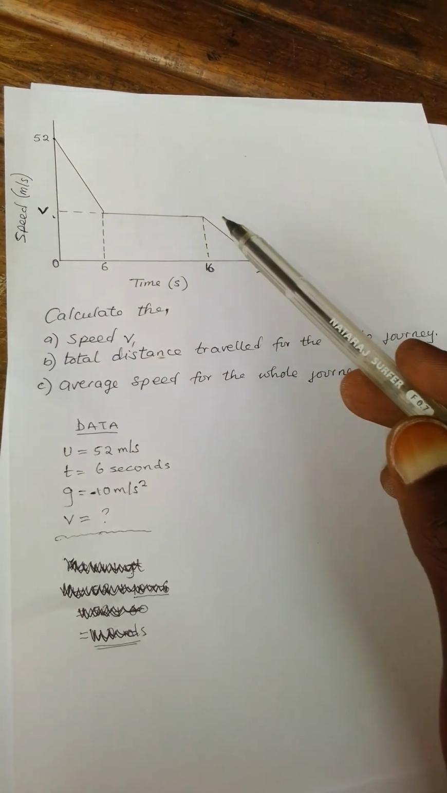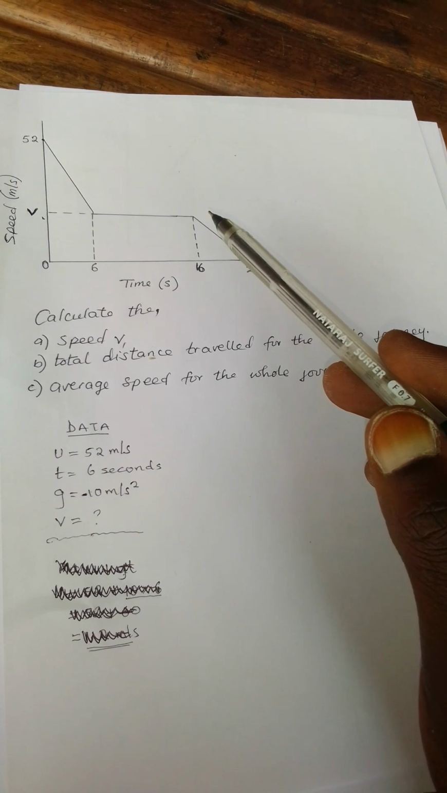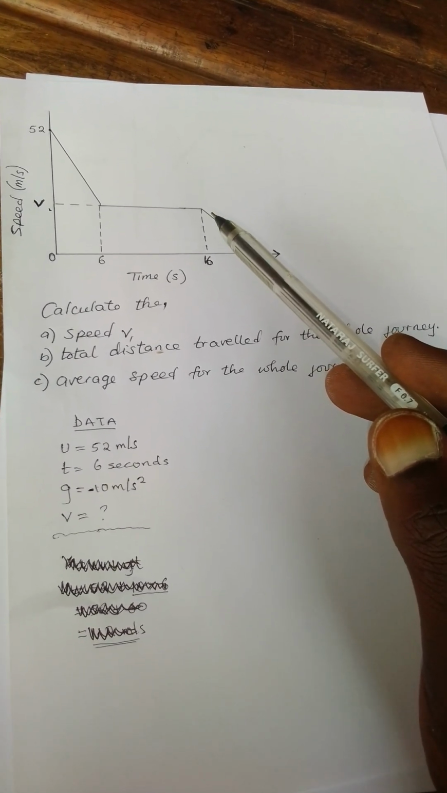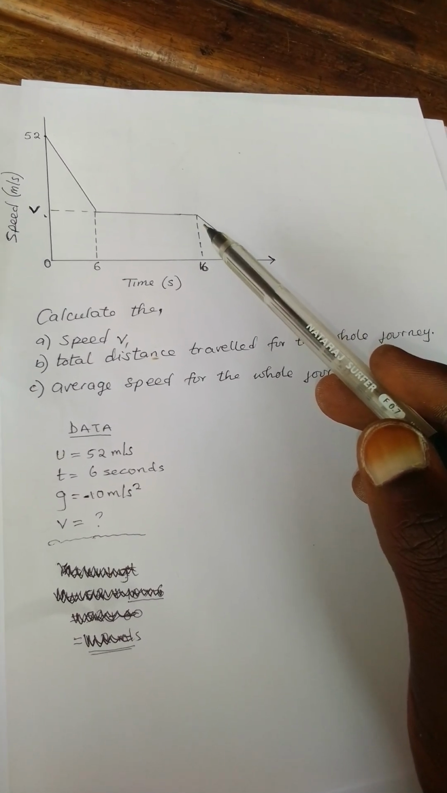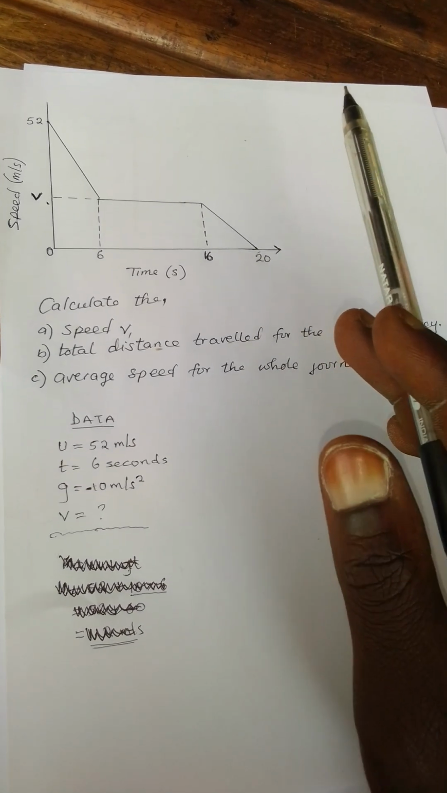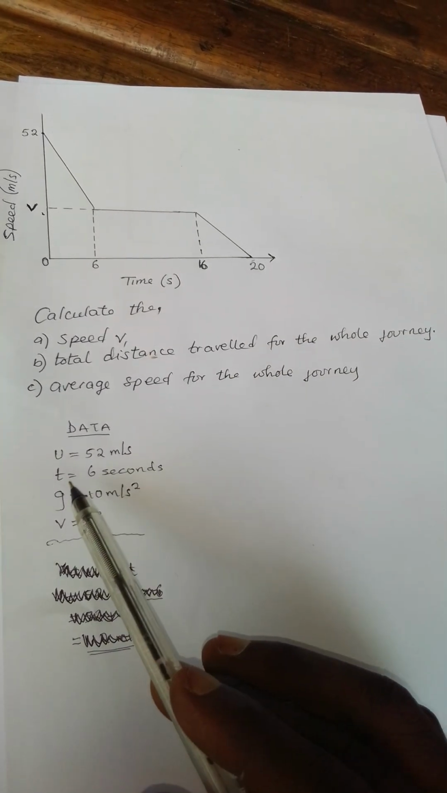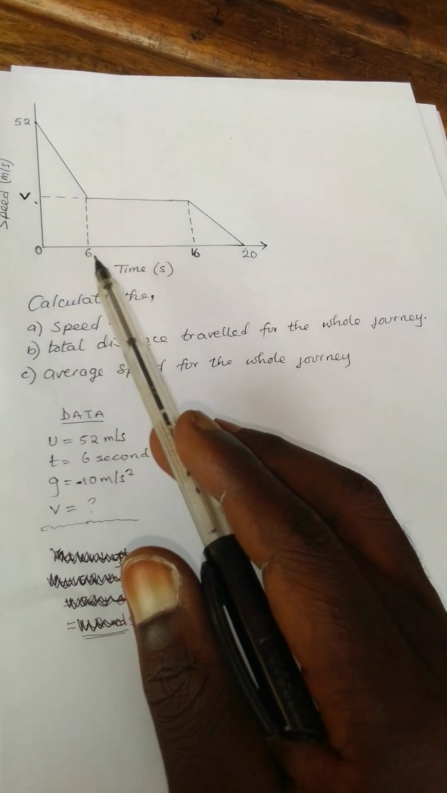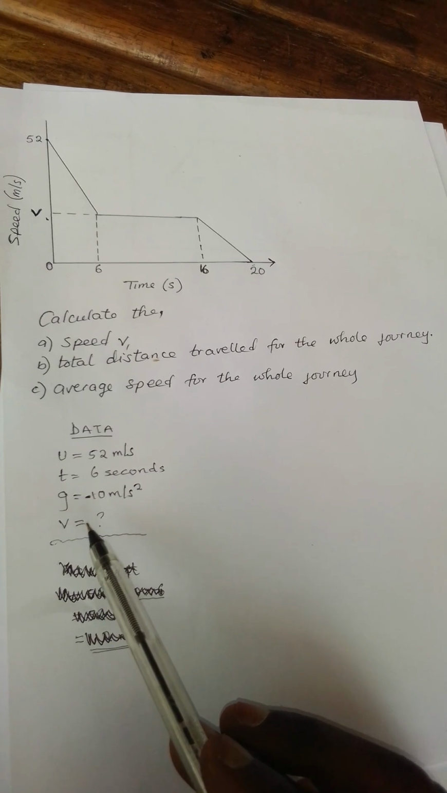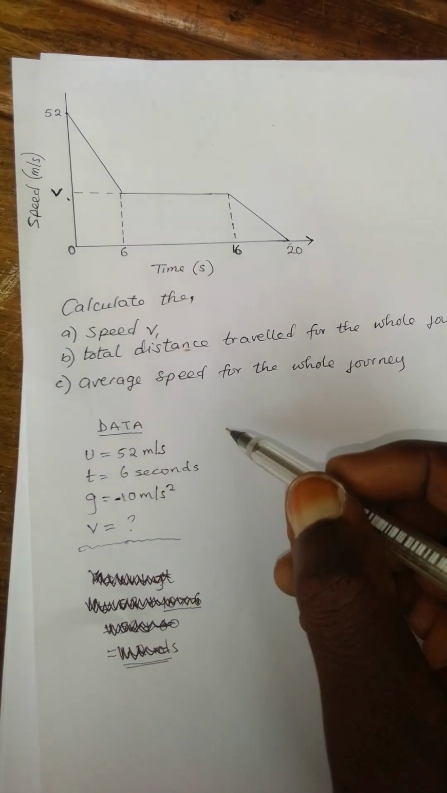Then it moved at a constant speed. Constant speed means it wasn't changing. If the car is moving at 80 kilometers per hour, it moves at that particular speed for a long period of time. The time we're also given is 6 seconds. Then v, we want to find v now. So let's look at this calculation now.